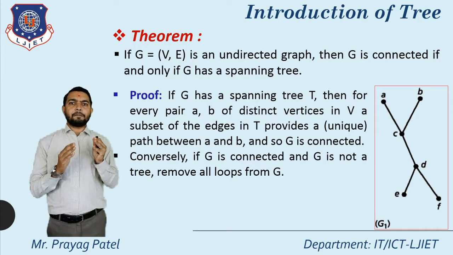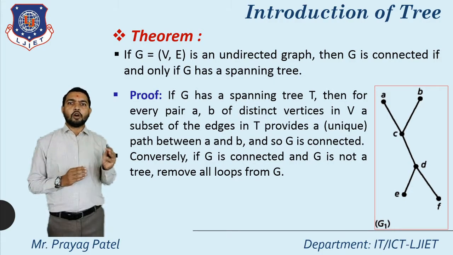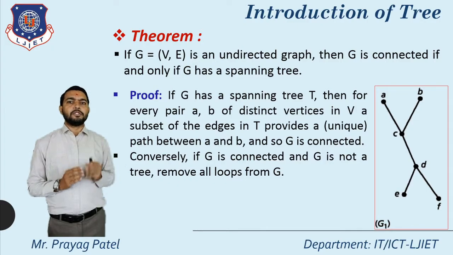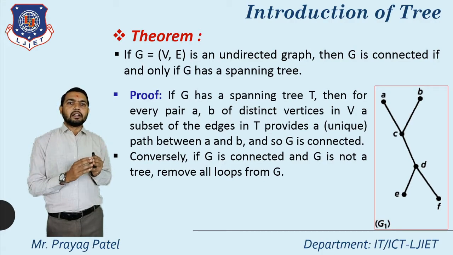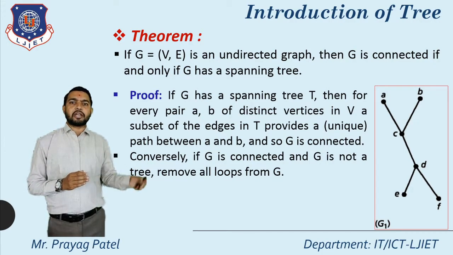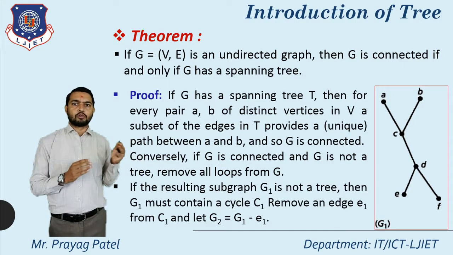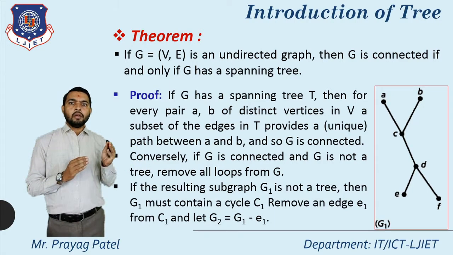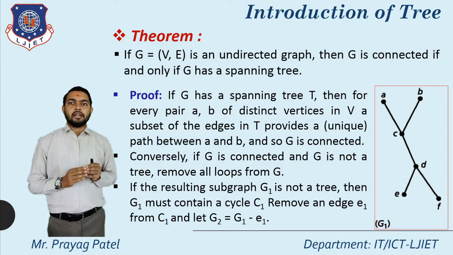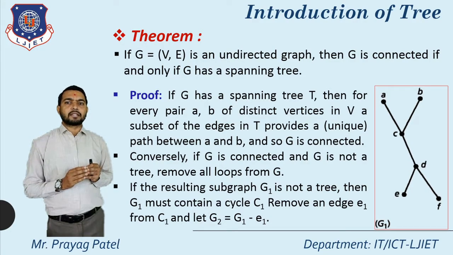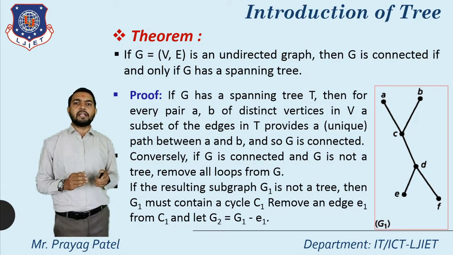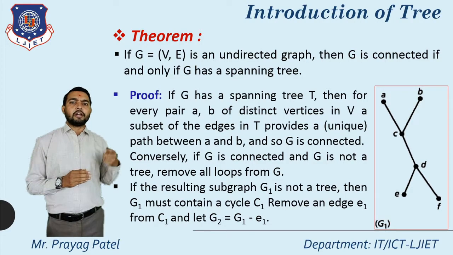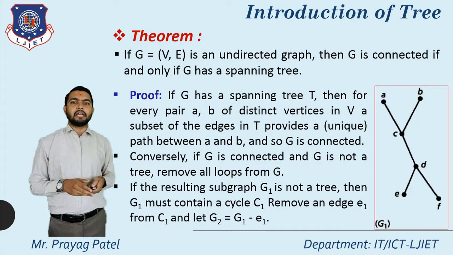Now here we can say that if G is connected and G is not a tree, remove all the loops from G. So G is a graph, and if any cycle is available in it, then remove an edge of that cycle, and we check once again whether this is a tree or not. If the resulting subgraph G1 is not a tree, then G1 must contain a cycle C1. Remove edge E1 from cycle C1 and let graph G2 equal G1 minus E1. So we remove the one edge E1 from the graph G1, and the resulting graph is G2.